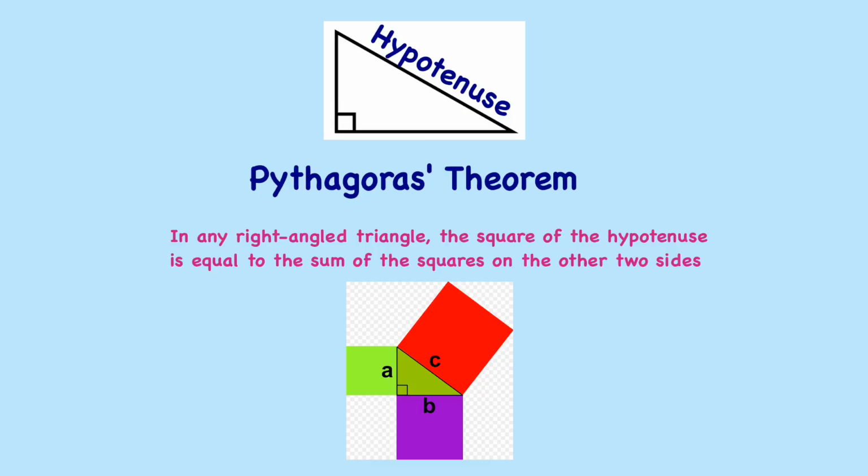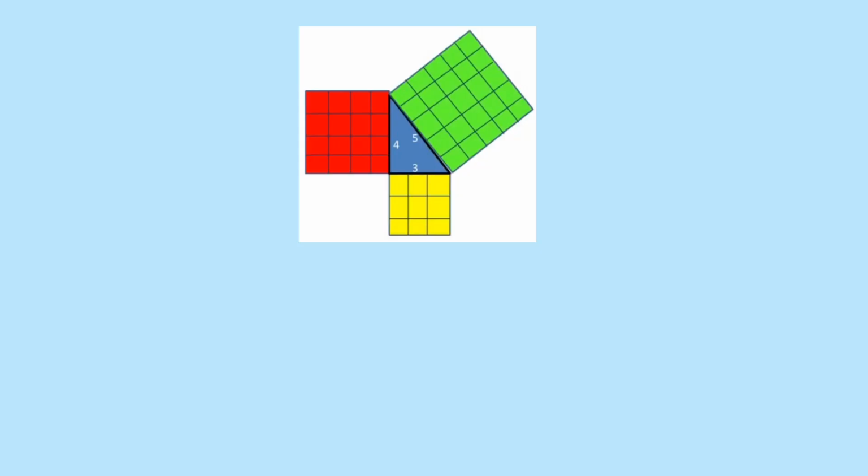Let's have a look at a triangle with some values. It'll be easier to see. So in this diagram, we have a right angle triangle with sides of 4, 3 and 5, and we have the right angle here, so this is the hypotenuse, which is length 5.